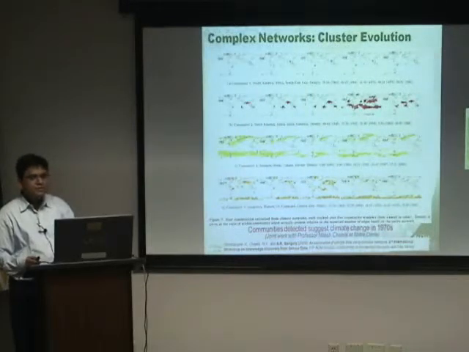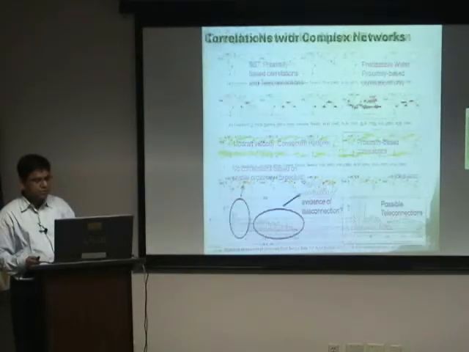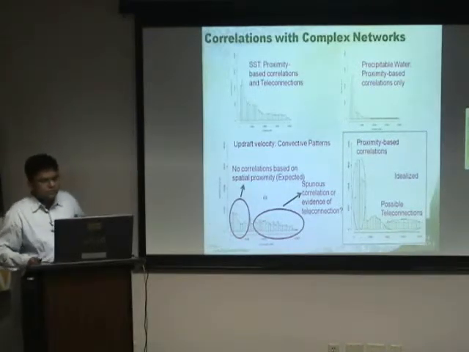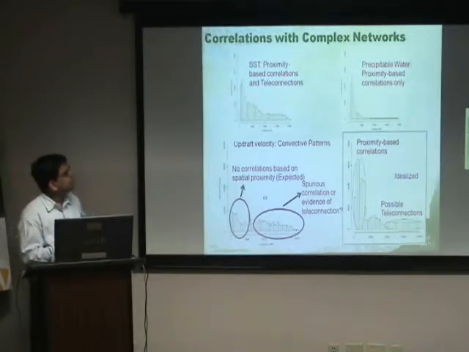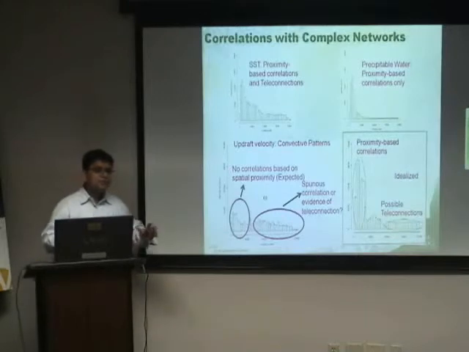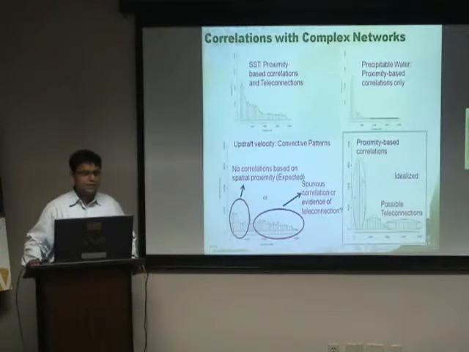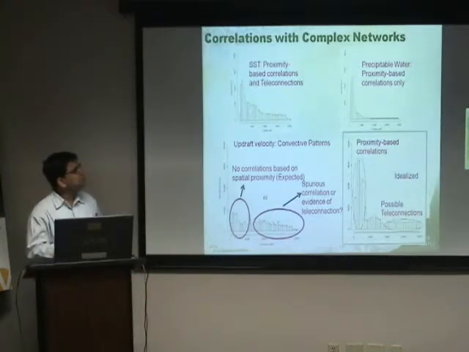So we looked at complex networks as one way to do that, and what we found, without going into them too much, is that in most cases, when we looked at different types of oceanic variables like sea surface temperature, sea level pressure, precipitable water, etc., we found mostly what you'd expect. Sea surface temperature, for example, has a significant amount of proximity-based spatial correlation and something in the tail, which means there are some teleconnections. In the lingo of complex networks, it would be called a small world property. Precipitable water has proximity-based correlations.